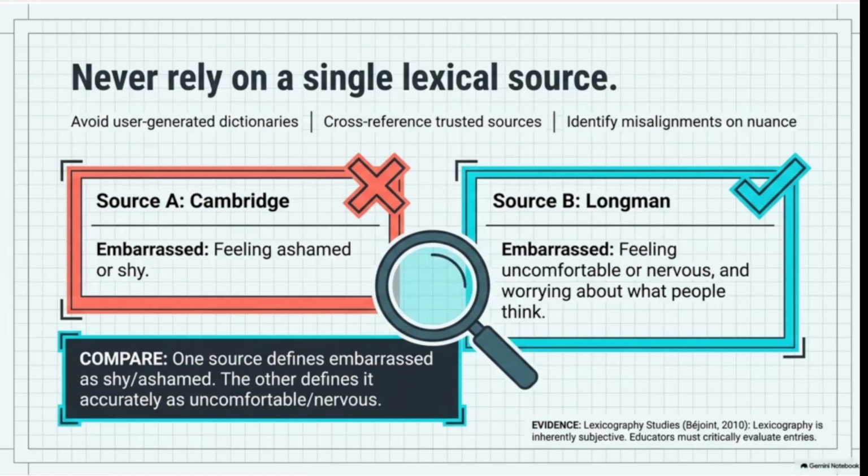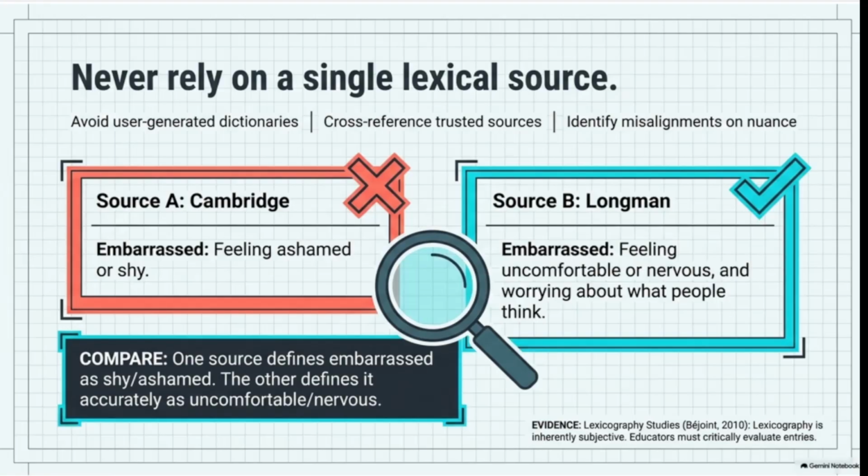Check more than one source. The next step is to make sure that our understanding of the target word is accurate. Do not automatically rely on a single lexical source. Different dictionaries may emphasize slightly different aspects of meaning. For example, the word embarrassed. In the Cambridge dictionary, it may be explained using ideas such as feeling ashamed. But in the Longman dictionary, it is explained as uncomfortable, nervous, or worried about what other people think.